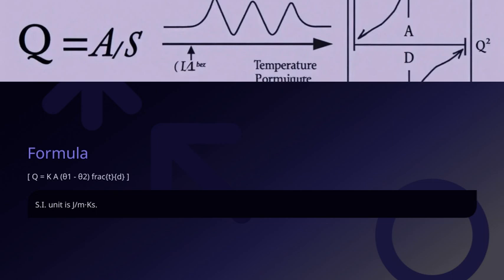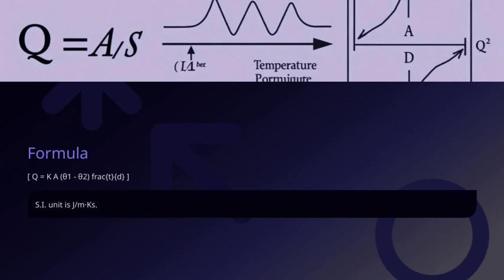Now, moving on to the formula shown here. Q equals K times A times the difference in temperature, θ1 minus θ2, multiplied by T over D. This formula is fundamental because it describes the heat transfer rate through a material. Q represents the amount of heat transferred. K is the thermal conductivity, which tells us how good the material is at conducting heat.